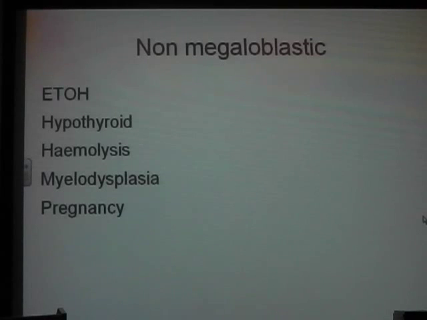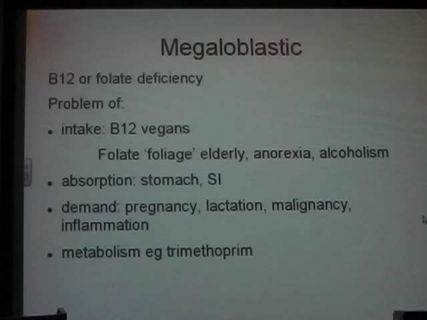So non-megaloblastic, here are some causes, and it's a good idea just to know some. So alcohol, low thyroid, hemolysis. Hemolysis is because if you break down your red blood cells, you get more of the younger red blood cells, which are larger. So that's why it's a macrocytic picture. Similarly with your myelodysplasia and in pregnancy. And then you've got your megaloblastic.